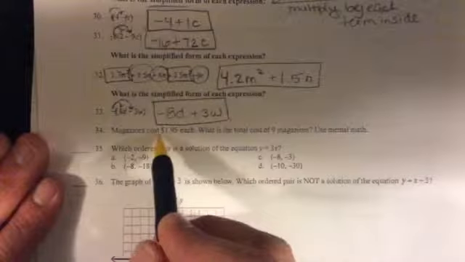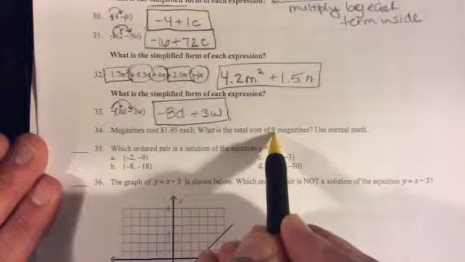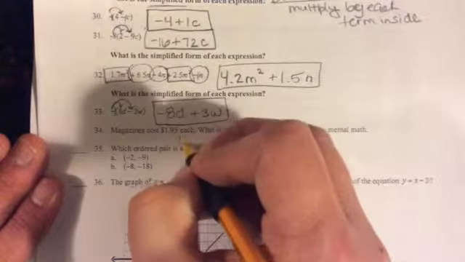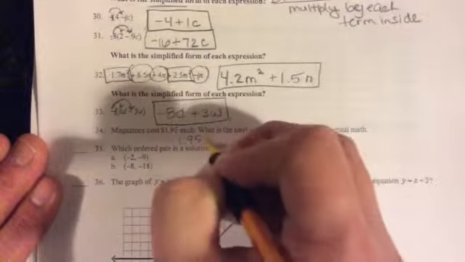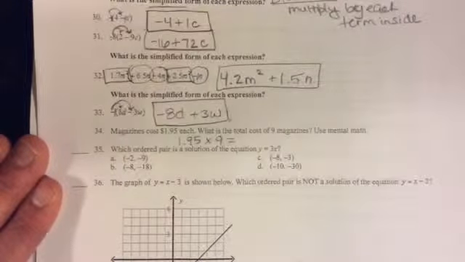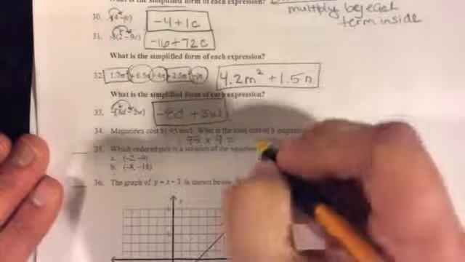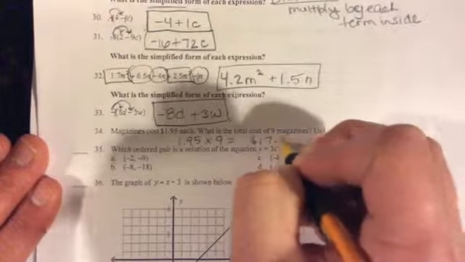Number 34, magazines cost $1.95 each. What's the total cost of 9 magazines? Well, I have $1.95 a piece times 9 that I'm buying. Type that in the calculator. That's going to cost me $17.55.